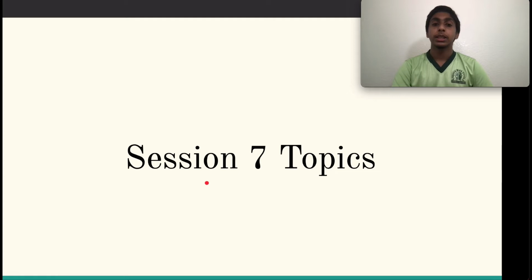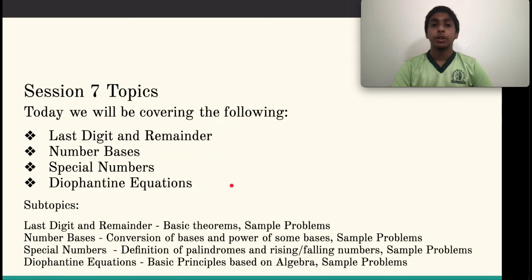Okay, so what exactly are we going to be learning today? Session 7. We're going to be covering the following broad topics: last digit and remainder, number bases, special numbers, and Diophantine equations. These are types of problems you will see on Mathcounts, and we'll be going over how you can solve each of these problem types.